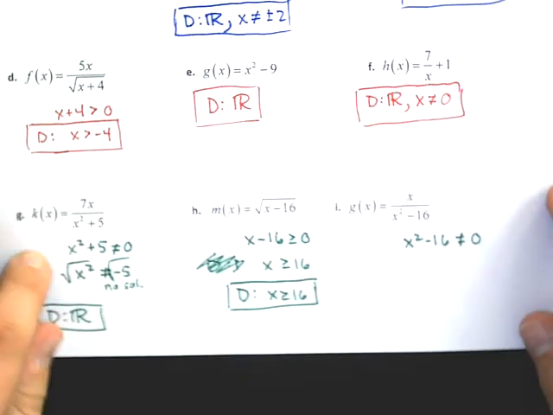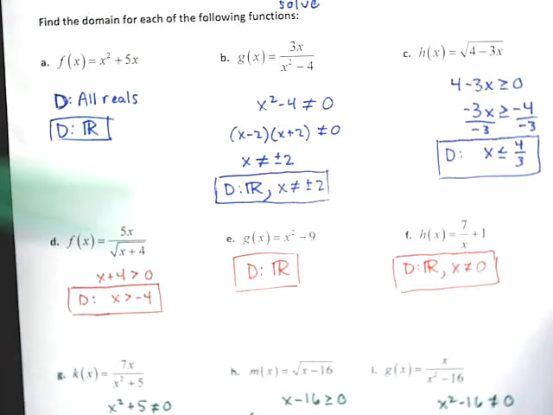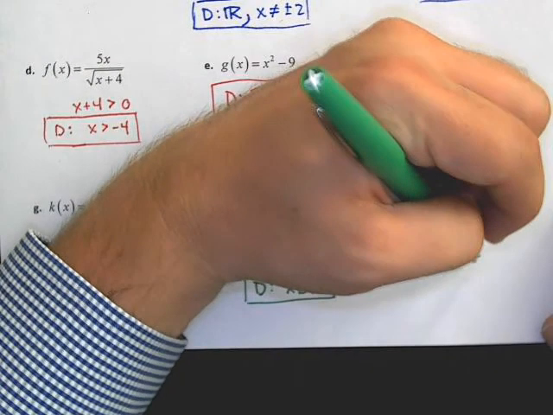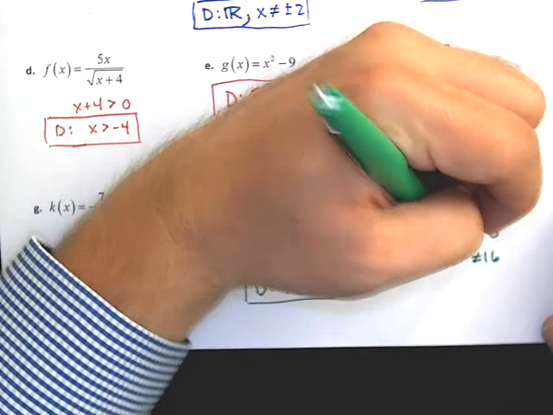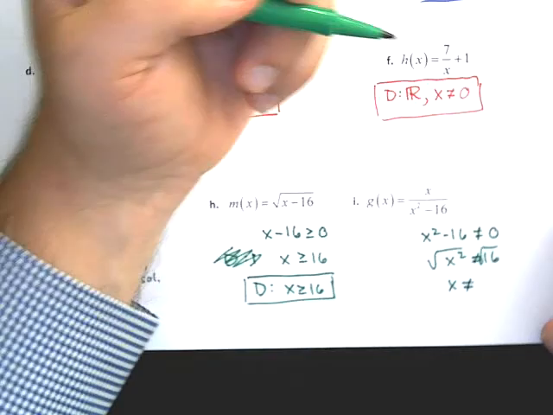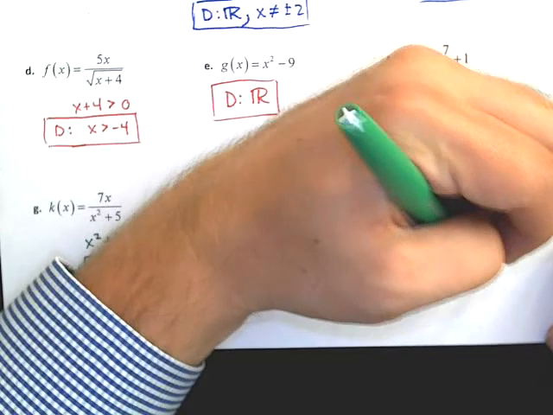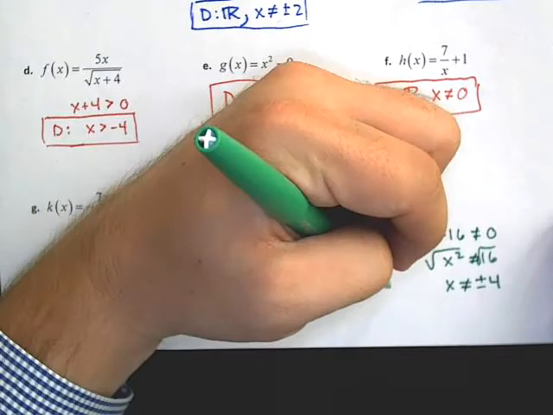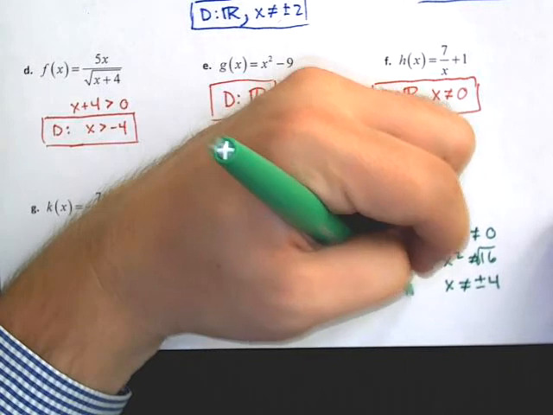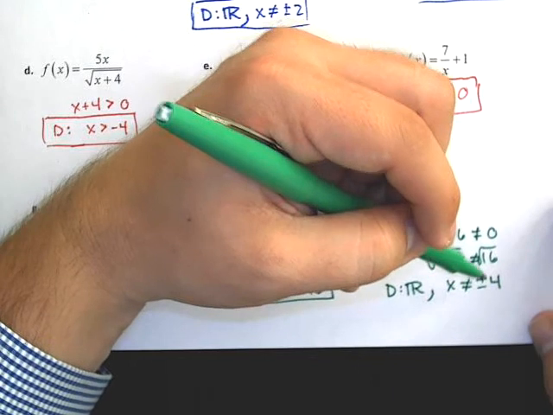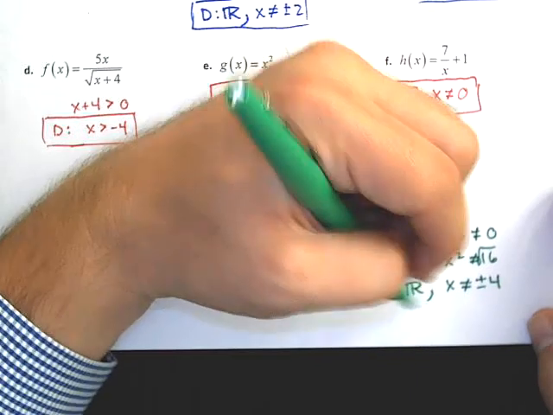This one, very similar to letter B. If you want, you can factor. I'll use the method that I know you guys like. I know you like the square root method. The only thing you have to be careful of is what? When you take the square root of 16, it's plus minus. Now I'm going to say that the domain is all real numbers except for x cannot be plus or minus 4.